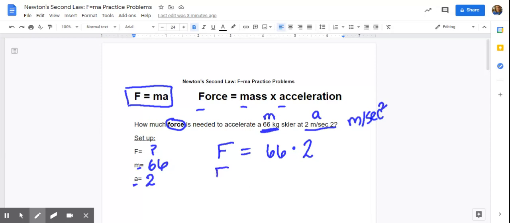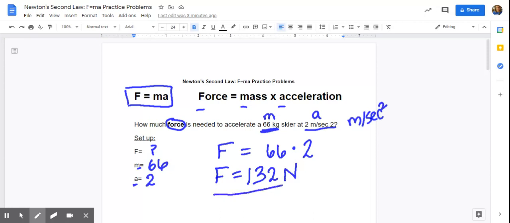So you're going to use a calculator. I don't know this kind of math off the top of my head, and so I'm going to use a calculator too, right? So 66 times 2 is equal to 132. And the unit for force, if you remember, is newtons. And so it's actually 132 newtons.